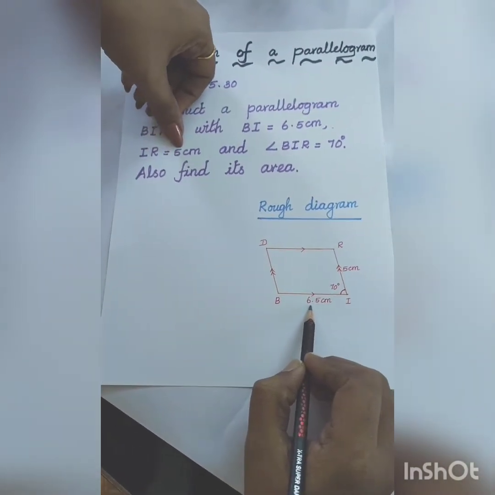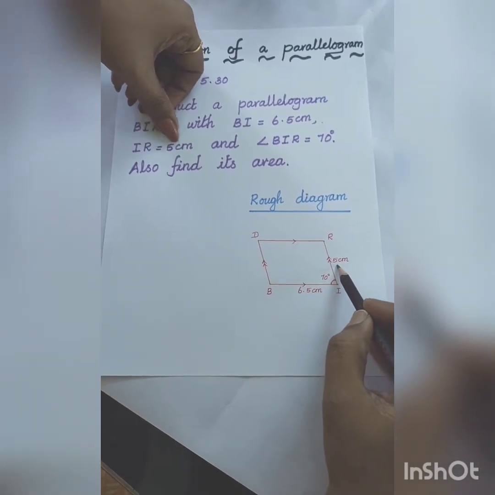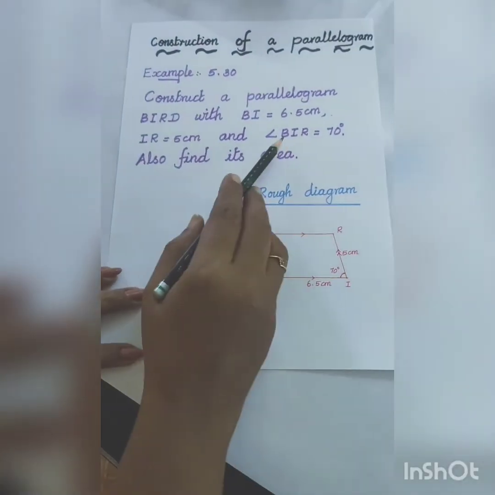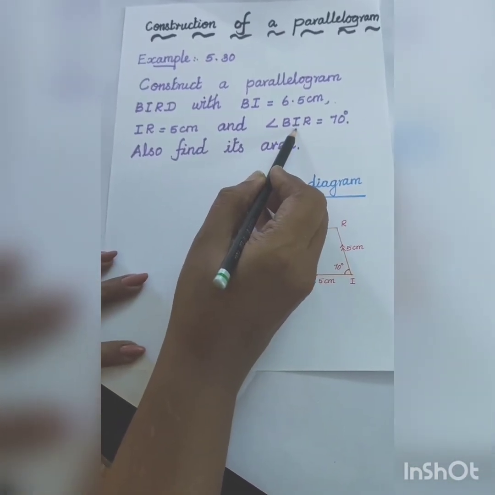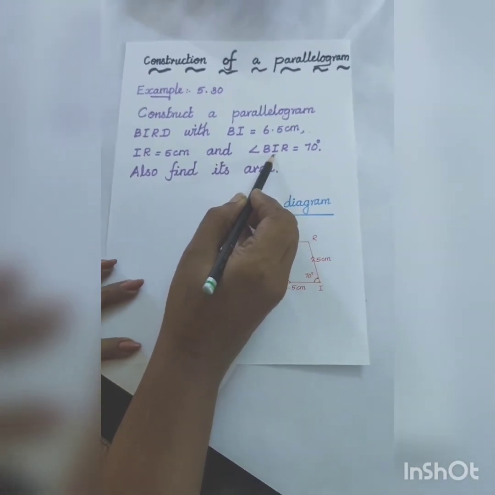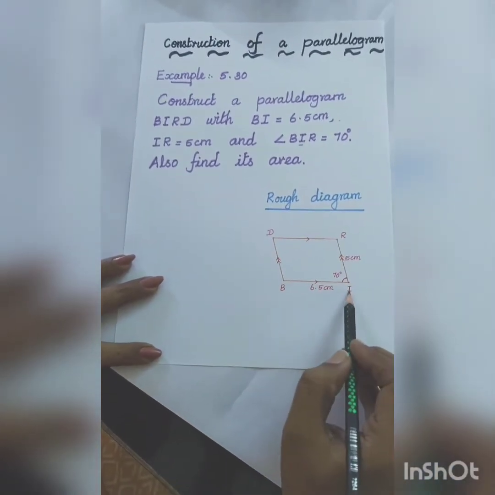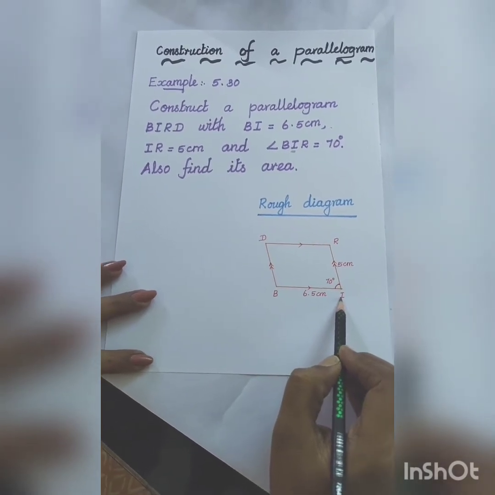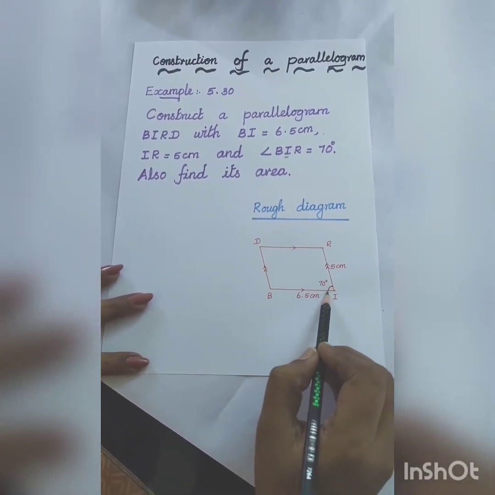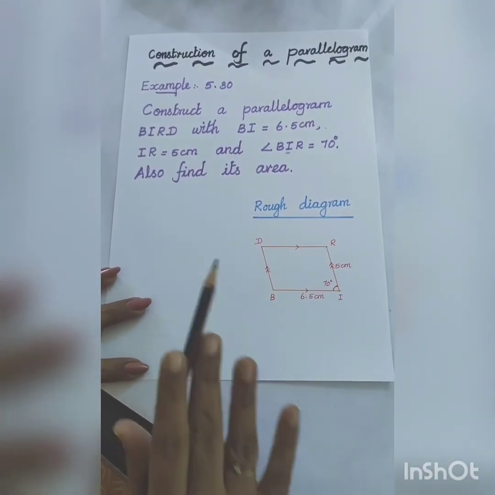So you can note down 6.5 centimeter on this side. IR is equal to 5 centimeter, so on the IR side you have to write 5 centimeter, and the angle BIR. BIR means the letter in the middle of the given letters has the angle. So the angle must be marked at the place of I. Here we have 70 degree. This is the way you have to draw the rough diagram.